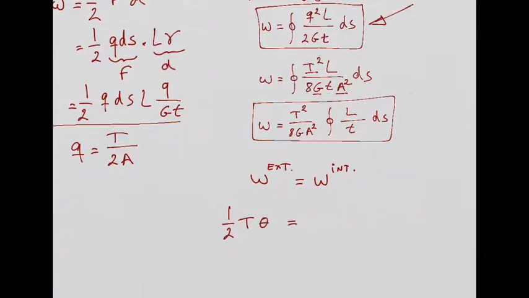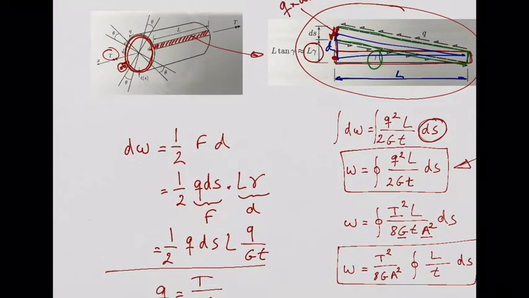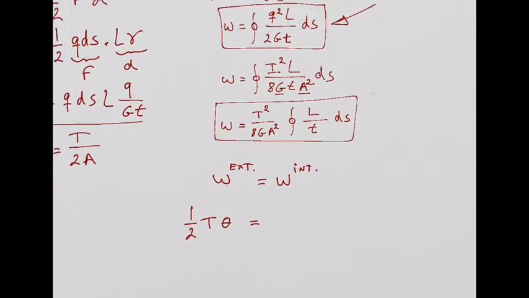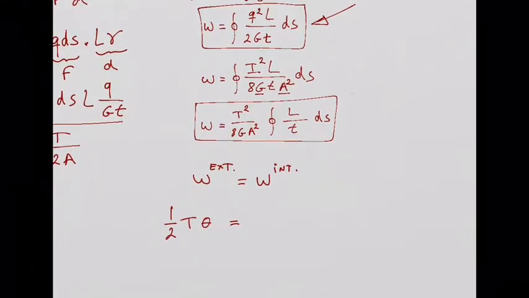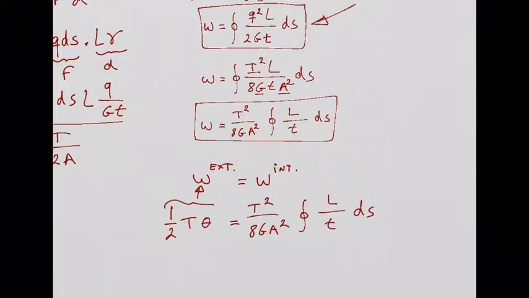Okay, 1/2 torque times the twisting angle, theta. I'm writing theta, not gamma now, because I want to distinguish. This gamma here is a shear strain, right? I want to distinguish the twisting angle from the shear strain. So this is the energy produced by the external moment, which is the torque. And this needs to be equal to the internal energy, which is this one here, T squared over 8 G A squared. Okay?